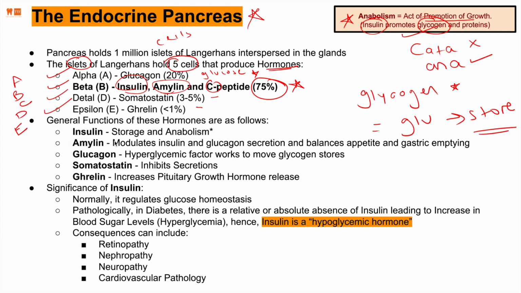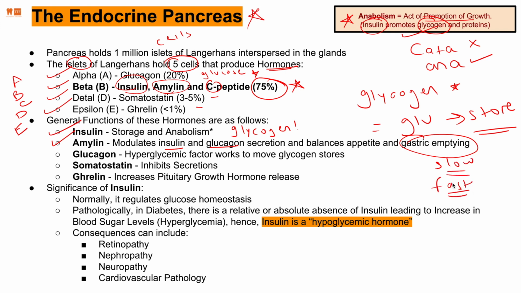General functions of these hormones, generally speaking, it's not the only function, it's generally. Insulin causes storage and anabolism of glycogen. So we just talked about that. Hopefully that's still fresh. Amylin modulates insulin and glucagon secretion, balances the appetite, and gastric emptying. Essentially, amylin balances the glucagon and insulin release, storage, and use. And it has a function of gastric emptying. Basically, it either slows the gastric emptying or it fastens it.